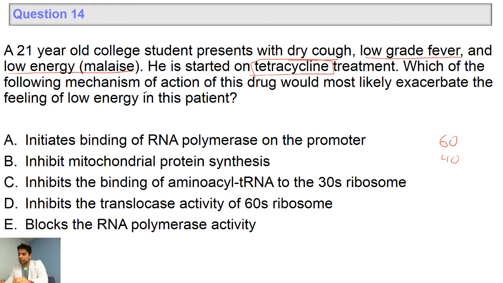Which of the following mechanism of action of this drug would most likely exacerbate, make it worse, the symptoms of this person, which is the feeling of low energy? So what mechanism of this drug? They're not talking about what mechanism the drug will actually kill bacteria. It's talking about how it would affect you. How would it make your symptoms of lack of energy worse? What organelle produces energy? Mitochondria. So if you didn't know that, you could choose it.